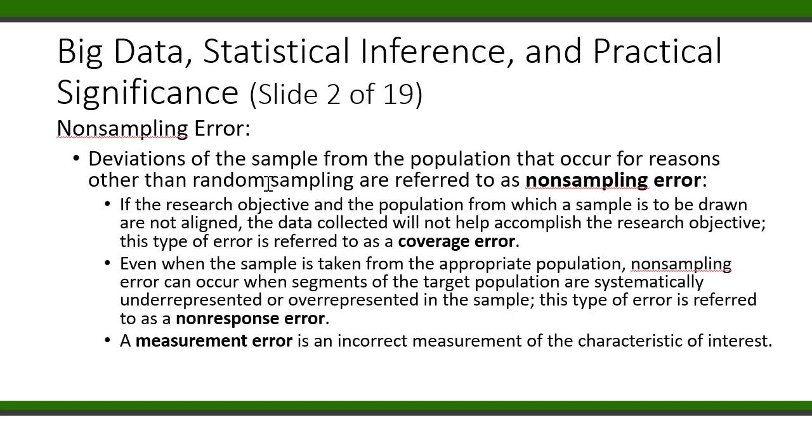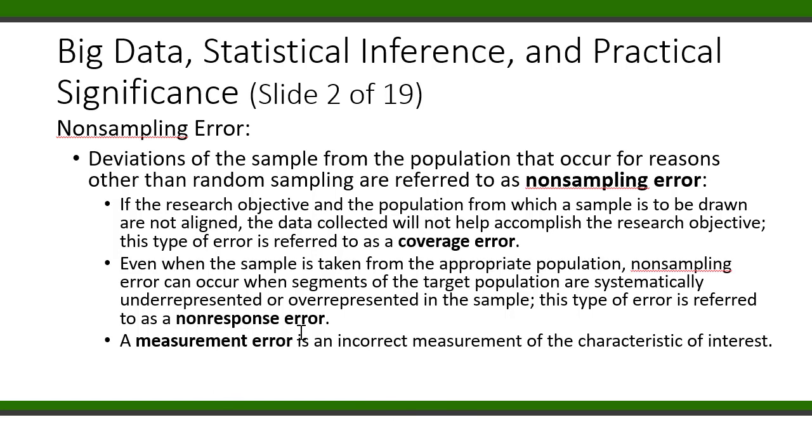If you have any other type of error that's not sampling error, then it's going to be referred to as non-sampling error. Some other types of errors you can have are called coverage error. And this happens when whatever you're looking at, your research objectives and the population from where you're drawing your random sample are not aligned. So you're not covering the right type of area to draw that sample from that really maps to your population.